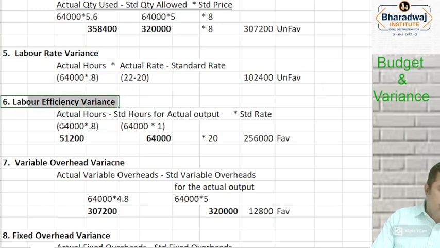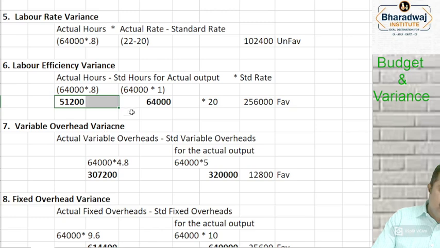Labor efficiency: 64,000 into 0.8, 51,200 hours they should have taken. Actually they have taken less. This is the standard hours allowed. For every one product, 1 hour is allowed, so they can take more time. Otherwise, if they produced in lesser time, their efficiency is more than the expectation. They have taken lesser hours.